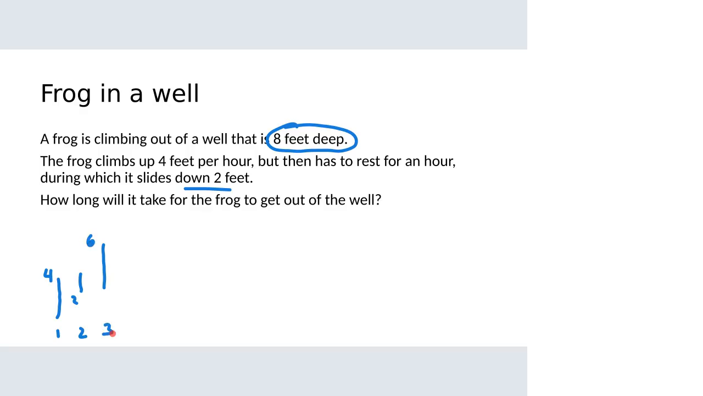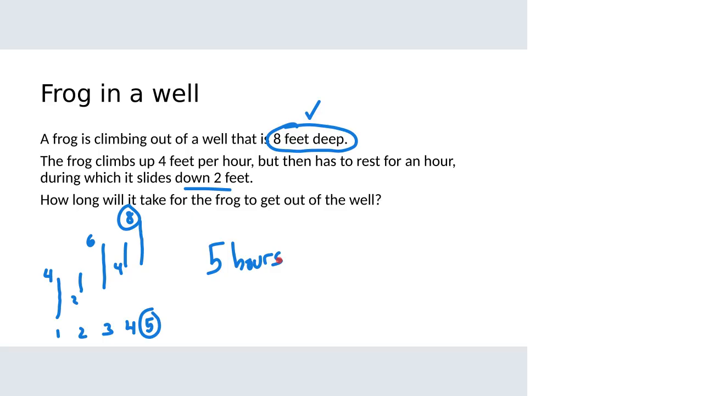It's been 3 hours. But then he's going to slide back down to the 4-foot mark, and that's the 4th hour. And then he's going to climb up 4 more feet and get to 8 feet. That's the 5th hour. And it's 8 feet deep. He made it to 8 feet. He's out of the well, and it took him 5 hours.